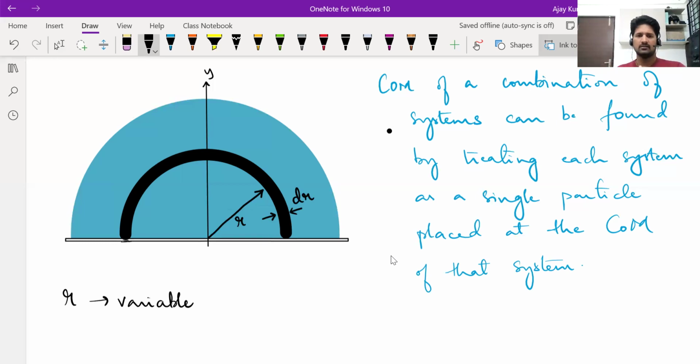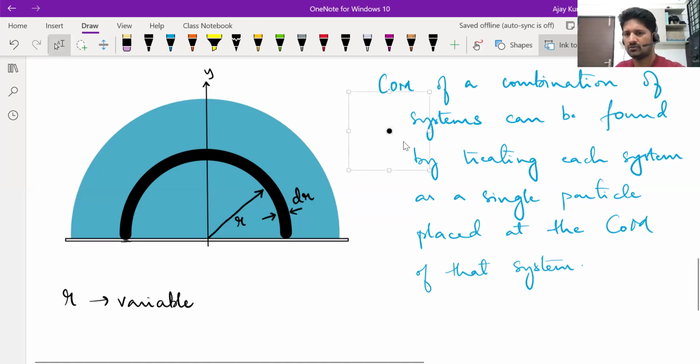Is this okay to all of you? Any doubt in this? I'm calling the radius of that shaded ring, that black ring, as r, and its thickness or width as dr. That's fine, no? dr means change in r. So when you move from one ring to the next ring, the distance that you are going to move through is dr. That's fine.